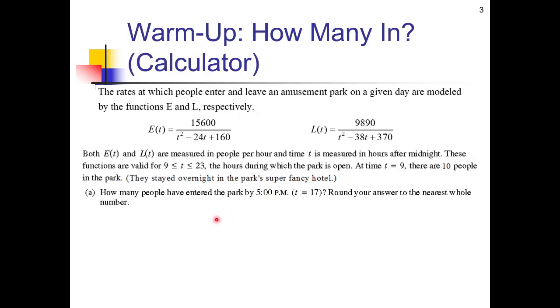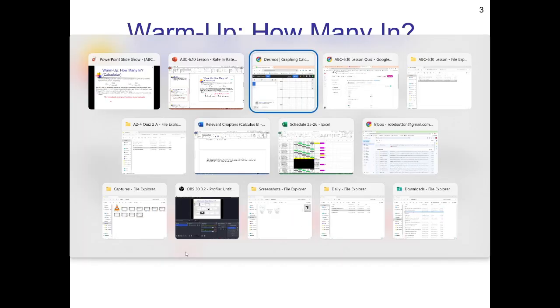For the first question, we want to know how many people have entered the park by 5 p.m. That's time 17 for those of you who prefer military time. And they want us to round our answer to the nearest whole number because we don't want parts of a person here. All right, so a good idea in general is to immediately enter your given functions into your calculator right off the bat because you know you're going to use them. Once you've done that, pause the video and see if you can answer this first question based on what they've given us here.